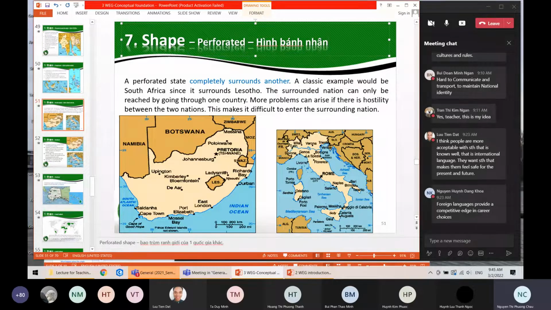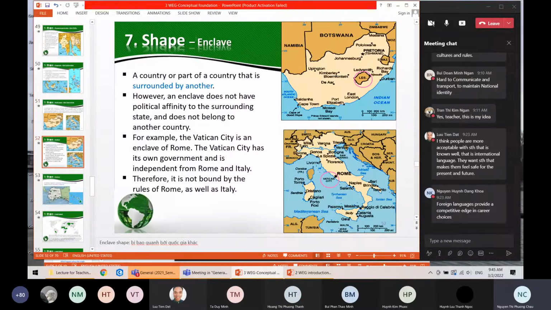That you see, perforate is a nation that completely surrounds another. Yeah, that we mentioned about the bigger one and the smaller one. This is enclave. Enclave is a nation that is totally surrounded by another. That's why we will discuss these two shapes together, because they have a relation.